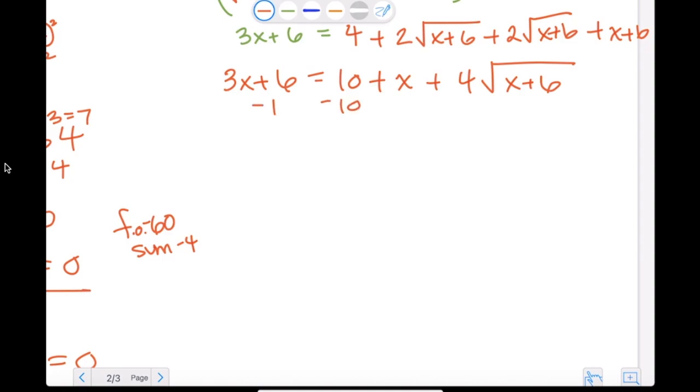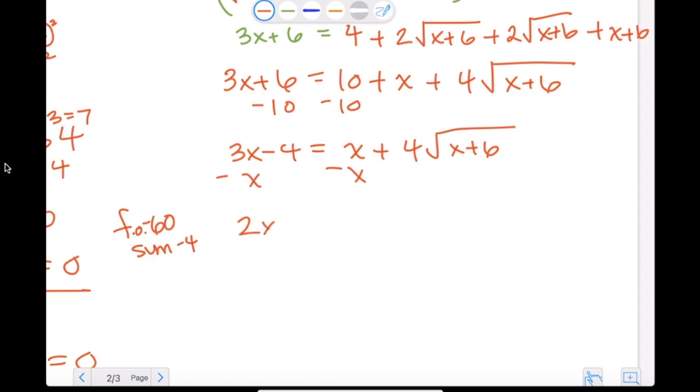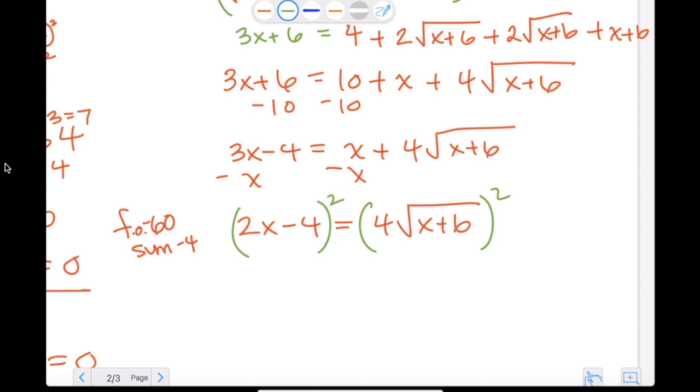So we're going to isolate our radical. So we'll have 3x minus 4 is equal to x plus 4 root x plus 6. And then we'll subtract x from both sides and find 2x minus 4 is equal to 4 root x plus 6. Now here, if you wanted to divide both sides by 4, you could. I chose to just go ahead and leave it and square both sides here.